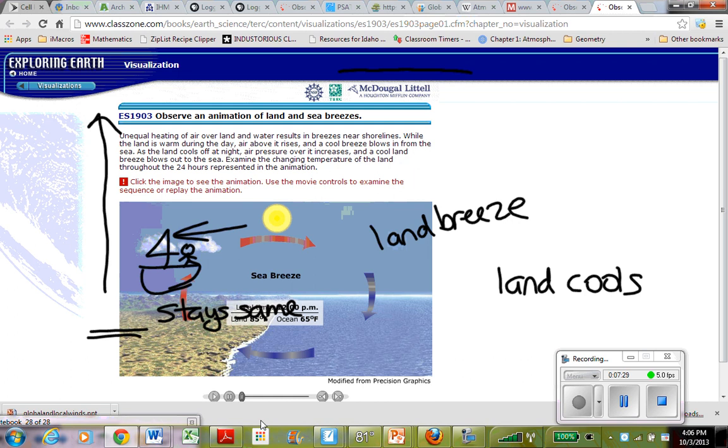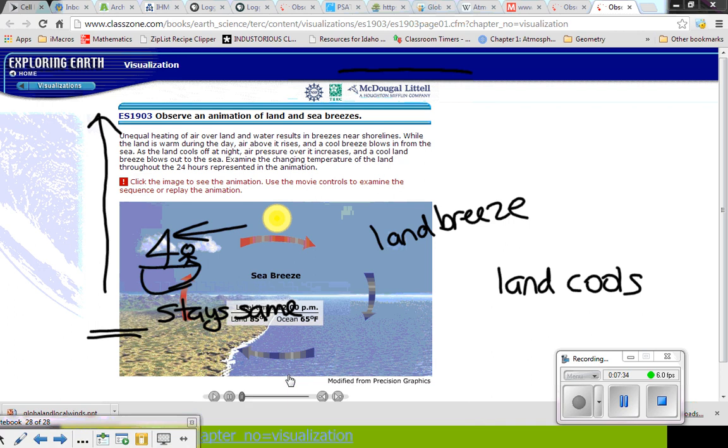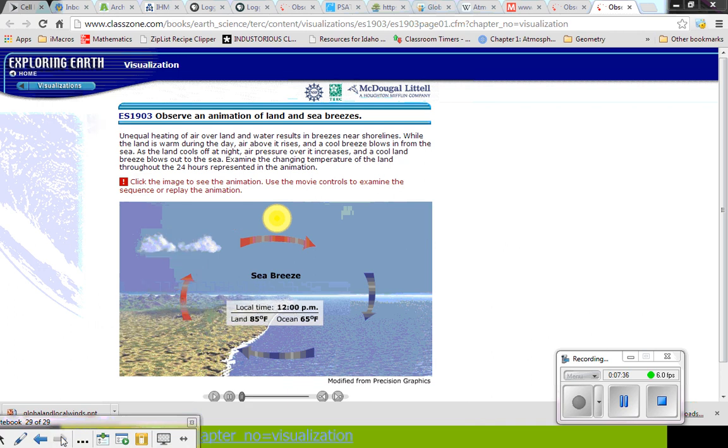I need to make that go away. Okay, so this is a good animation here. Now you see it's noon. It's 12 o'clock. So notice that the land is warm. It's 85 degrees. The ocean is 65 degrees. Watch what happens as the day passes, meaning the sun changes the temperature of the land and the water.